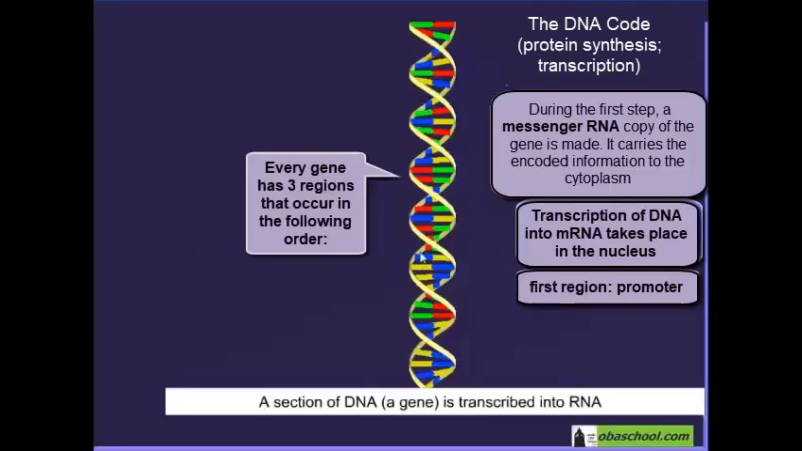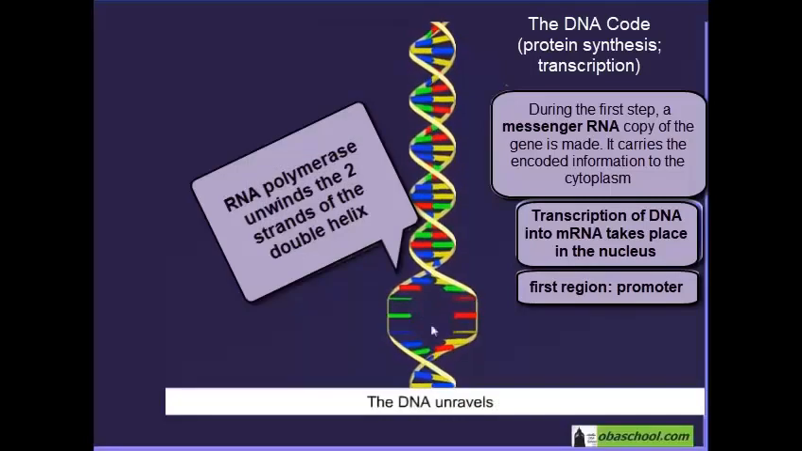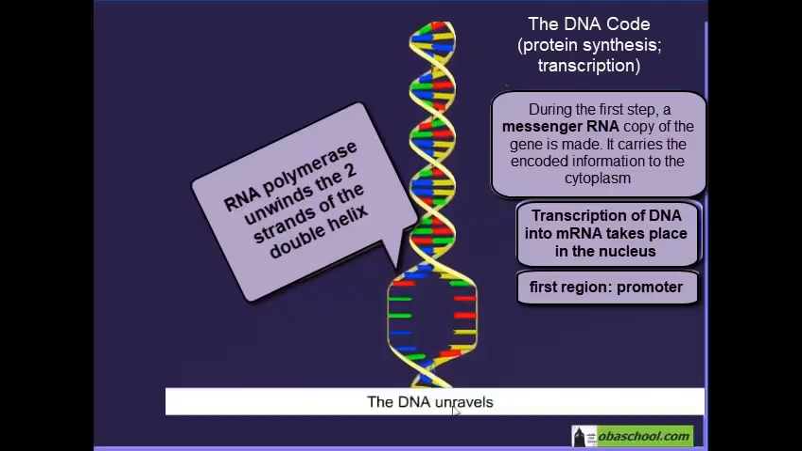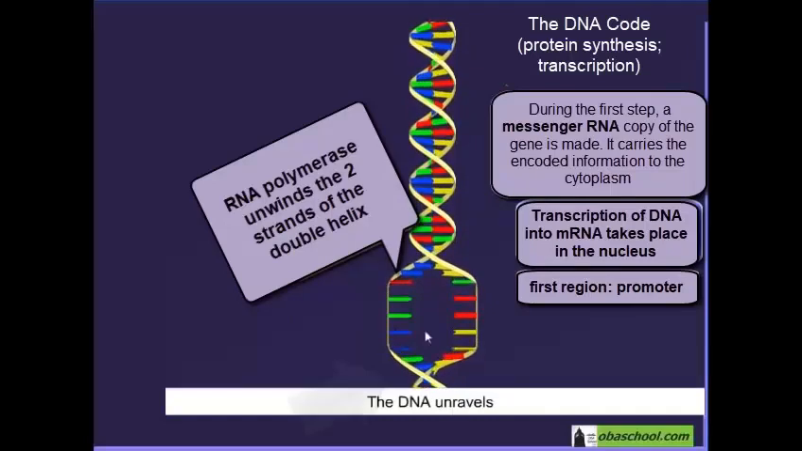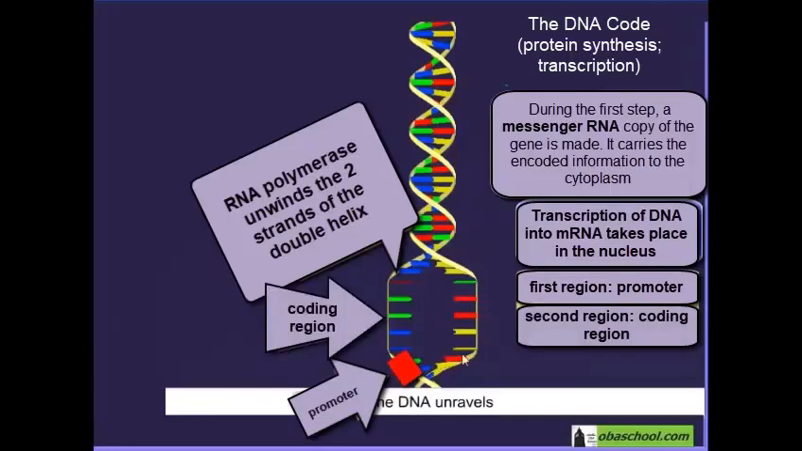Every gene has 3 regions, and they occur in the following order. The first region is the promoter. We have an enzyme called RNA polymerase that comes and unwinds the 2 strands of the double helix. This is the promoter region. The second region is the coding region. It is right next to the promoter. This coding region is what contains the actual information for synthesizing the protein.